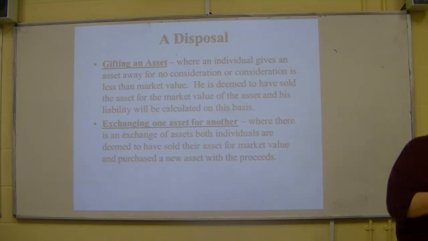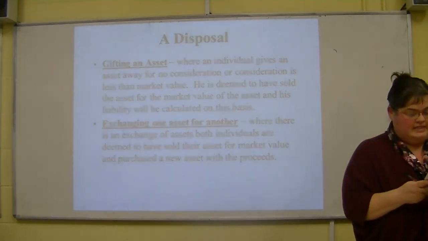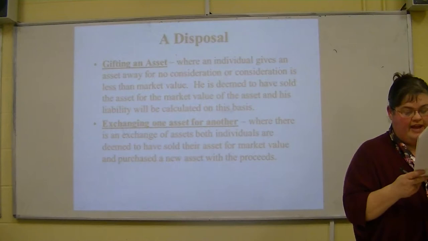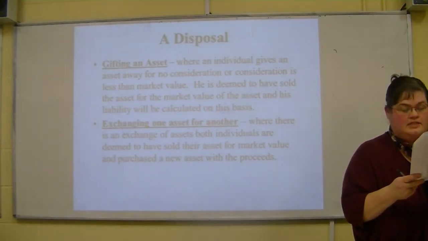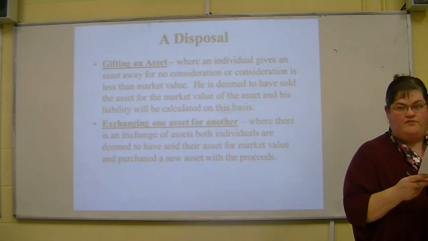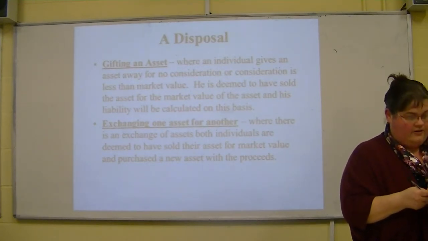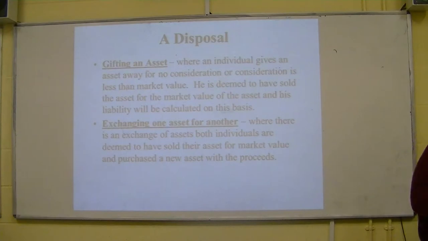Exchanging one asset for another. Where there is an exchange of assets, both individuals are deemed to have sold their asset for market value and purchased a new asset with the proceeds. Okay, so that's exchanging one asset for another. Then on our next page, we've got granting an option or a lease over a property, and this is treated as part disposal of an asset.